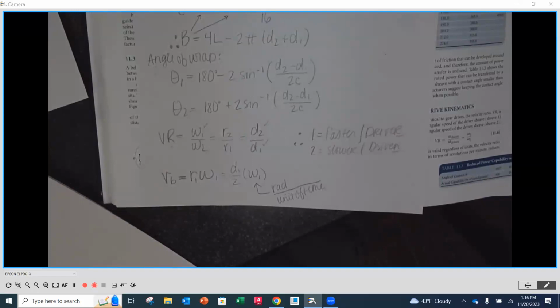Yeah. Is it for the belt speed? Yeah. Yes, on the table. And this book is good. The first one was.